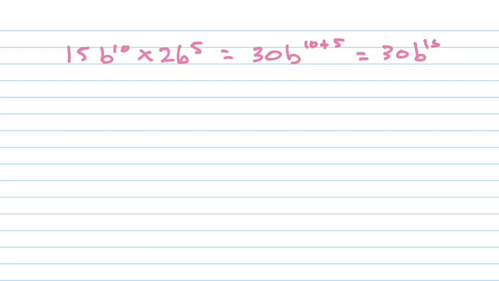Let's see. We have 15b to the 10th times 2b to the 5th. Well, 15 times 2, those are just numbers, right? That's just 30. B to the 10 times b to the 5th is b to the 10 plus 5. So that gives you 30b to the 15th.